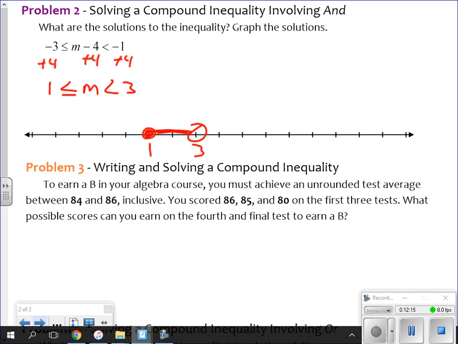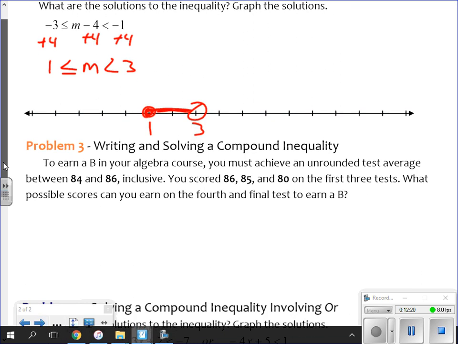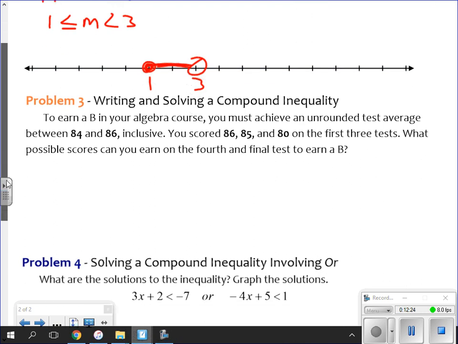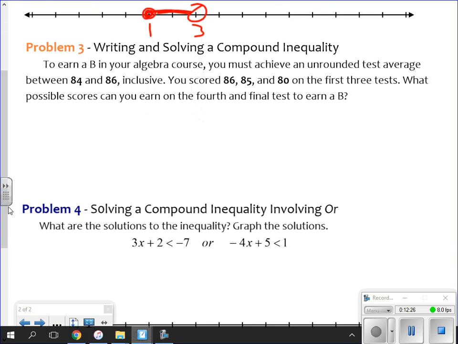Now the next one is where we have fun. Any questions on this before I move on? Okay. Problem number 3, writing and solving a compound inequality. So you have to come up with the equation as well as the answer.